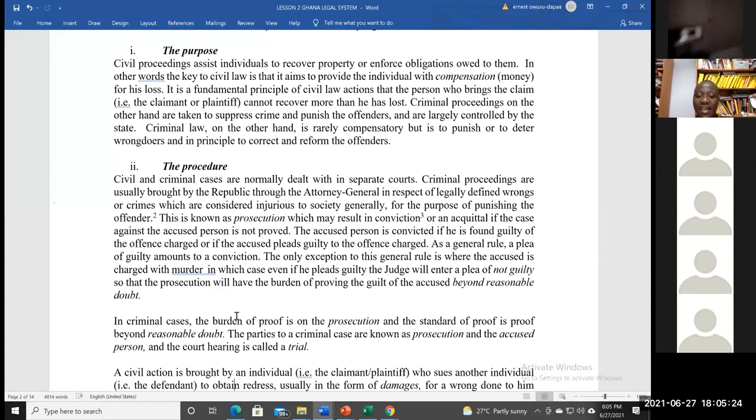But if you look at civil cases, you notice that the standard of proof is different. It is preponderance or probability. In the old literature, if you still look at the English literature, they say balance of probability, but under our Evidence Act, we use the language preponderance of probability.